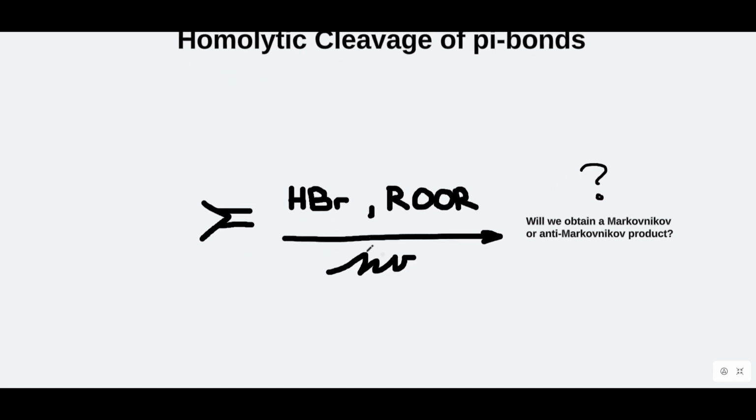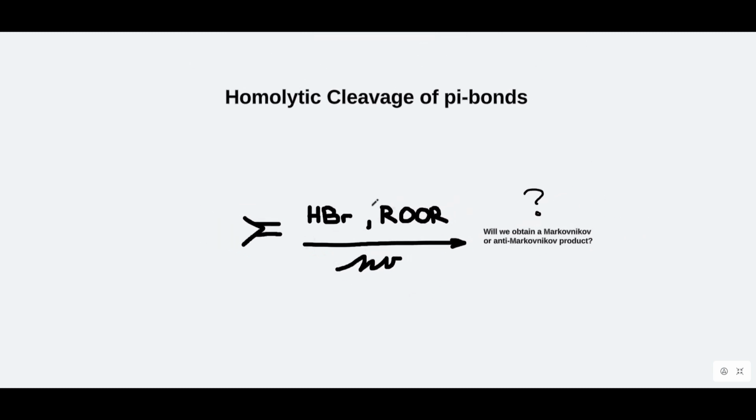So here we have our reaction mechanism set up. We have this carbon molecule here. We're going to be using HBr, our radical initiator, ROOR, and I'll show you in a second, this is actually benzoyl peroxide, and light.